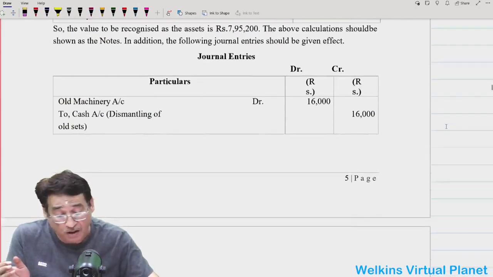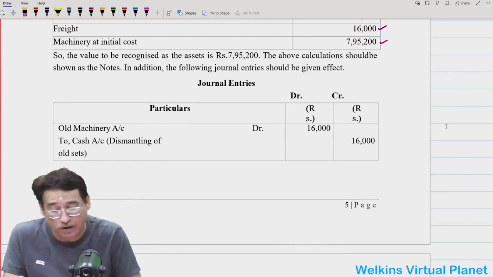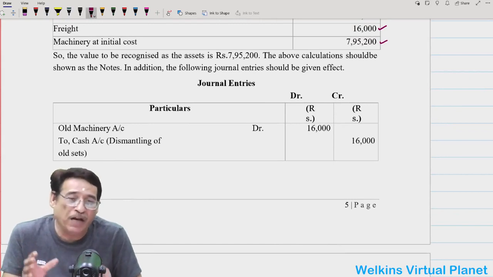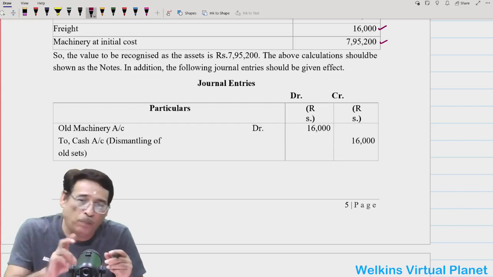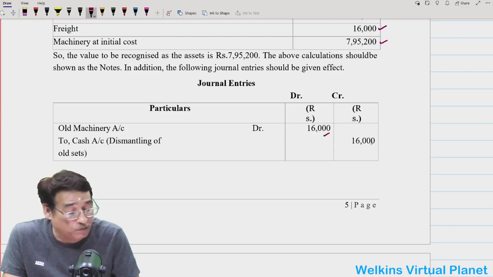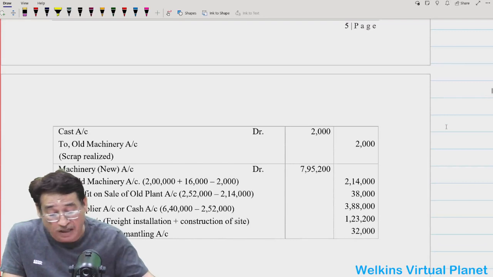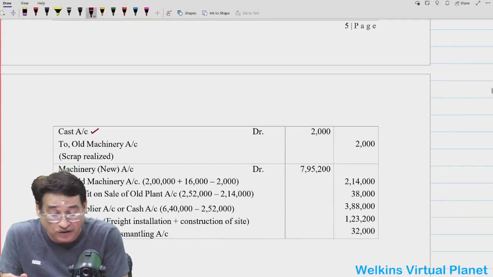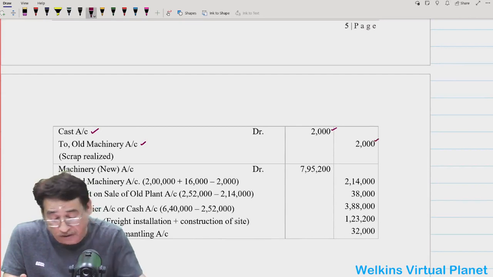However, in order to make you understand, the Institute has also provided some entries. For example, as I told you earlier, when I dismantle the old site wherein my old plant was there, I will have to incur some expenses. So old machinery account debit to cash account, this will be the entry for dismantling. And then we realize something out of old machinery scrap. So cash account debit to old machinery account, this is the entry, 2000.